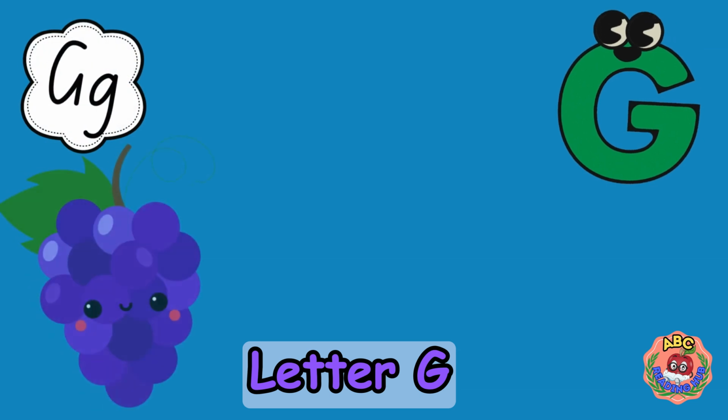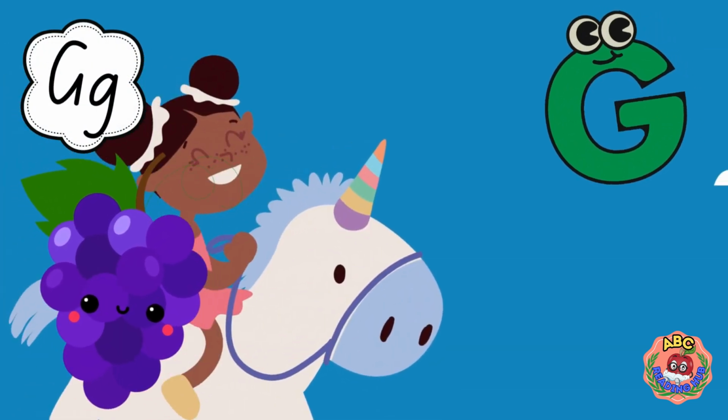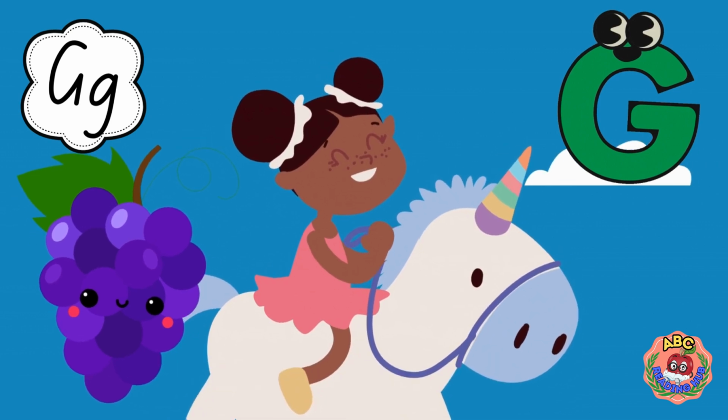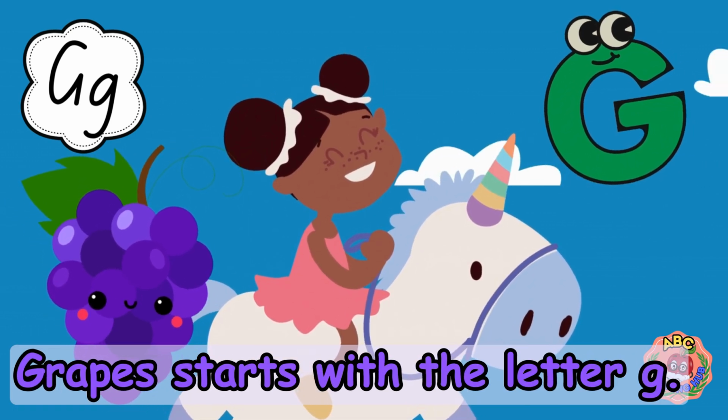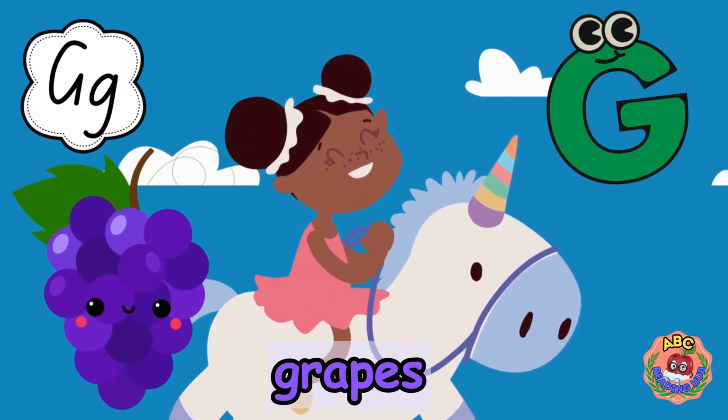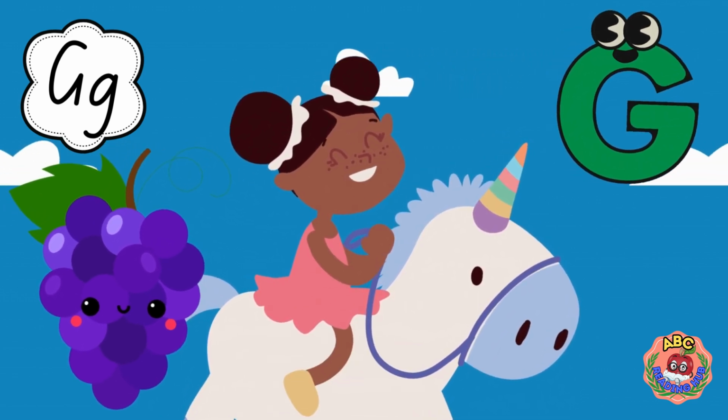Letter G. G is for grapes. Grapes starts with the letter G. Grapes. G.